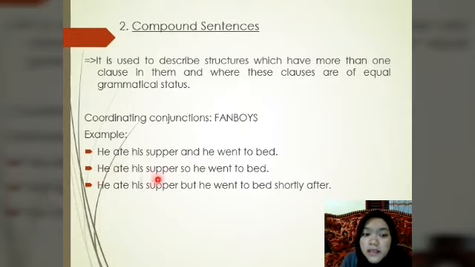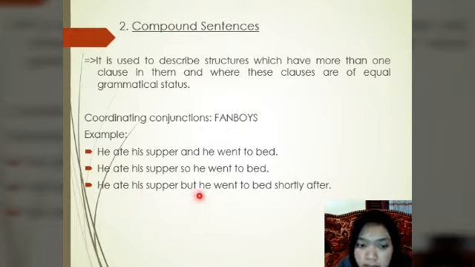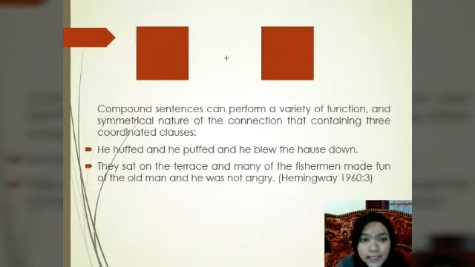And next, he ate his supper, so he went to bed. So is a coordinating conjunction. And next, he ate his supper, but he went to bed shortly after. But is a coordinating conjunction. This is the boxes analogy for compound sentences. The box 1 is an independent clause and the box 2 is an independent clause. A compound sentence not only consists of 2 independent clauses but can have more. You can see the example here.